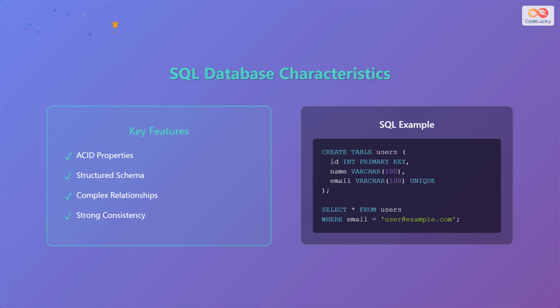accurate across the database. Here is an example of SQL code to create a table named Users. It has columns for ID, name, and email, where ID is the primary key and email is unique. Also, there is a sample query to select all information from the Users table for a specific email.